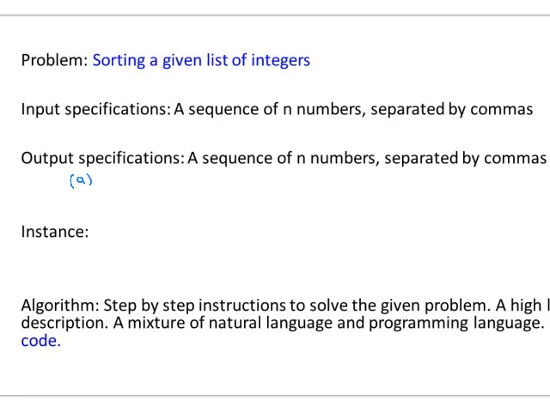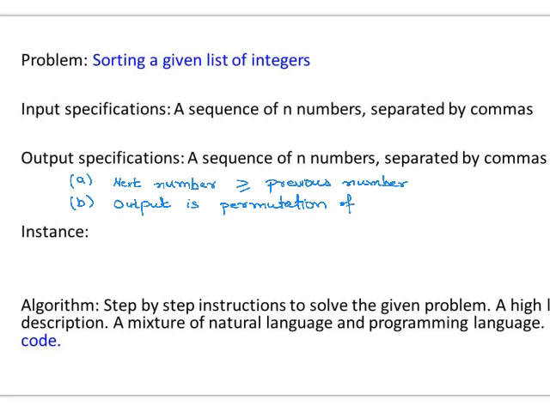Basically, if you look at any pair of numbers, the next number should be greater than or equal to the previous number. Is that enough, or do we need something else? We need one more condition, which is that the numbers that you get in the output should be the same as the numbers that you have in the input. In other words, the output is a shuffling or a permutation of the input.